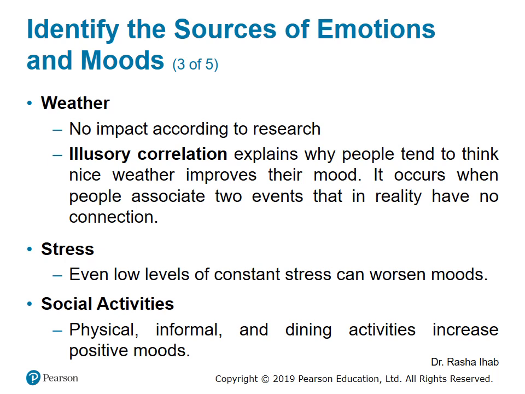Another source of emotions is the stress. Even if you have a low level of constant stress, this worsens your mood. So if you are working under stress, if you are studying under stress, if you have any type of stress, this is going to worsen your mood. Another source of emotional mood is the social activity. Research found that physical, informal activities, even going for dining with your friends, are going to improve your positive mood. So when you find yourself in a bad mood, go do some informal activities, go out with your friends. This is going to improve your mood.